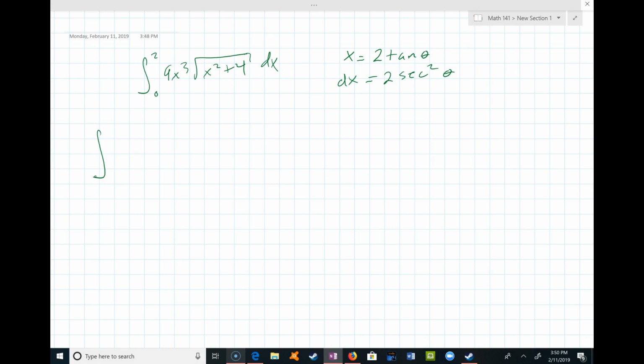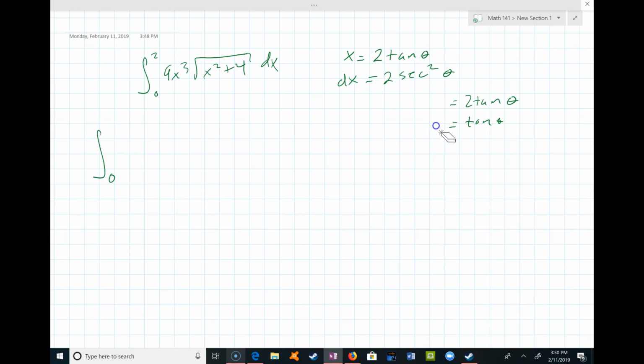So when x is 0, we would go 0 equals 2 tan theta, and we'd have to solve for theta. So we divide both sides by 2, and we get 0 is equal to tan theta. And you take the arctan of 0, so you're asking when is tangent 0? That would be when sine is 0, which would be 0. So 0 for x is still going to be 0 for theta.